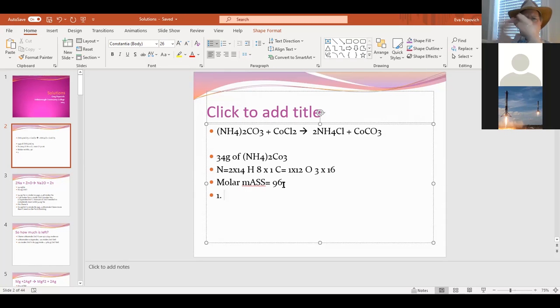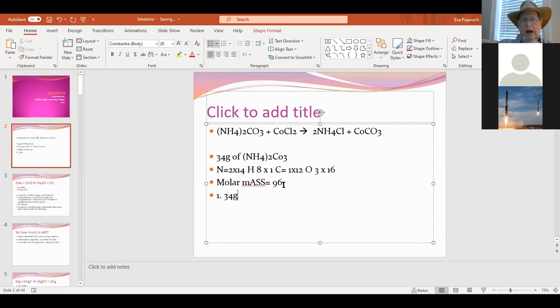What are we starting with, Chase? What did I give you? I'm so magnanimous, I give you things in every problem. What did I give you in this problem? The molar mass? I gave you that, but what else did I give you? Oh, I see it. 34 grams of NH4. That's where we're starting.